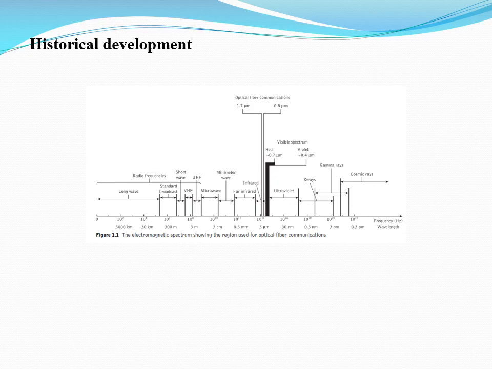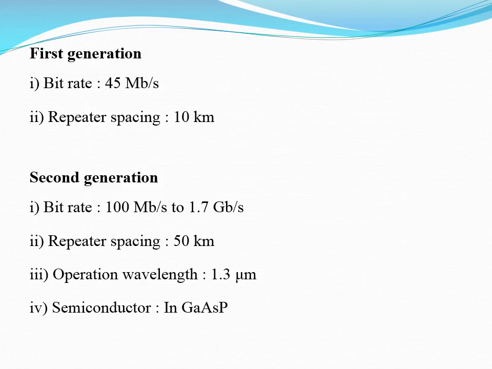So coming to the first concept of historical development, we look into the spectrum which is used for the requirement of bandwidth in optical fiber communication. That is the operating wavelength used by these optical fibers, within a range of 0.8 micrometer minimum to 1.7 micrometer maximum. So the range is 0.8 to 1.7 micrometer.